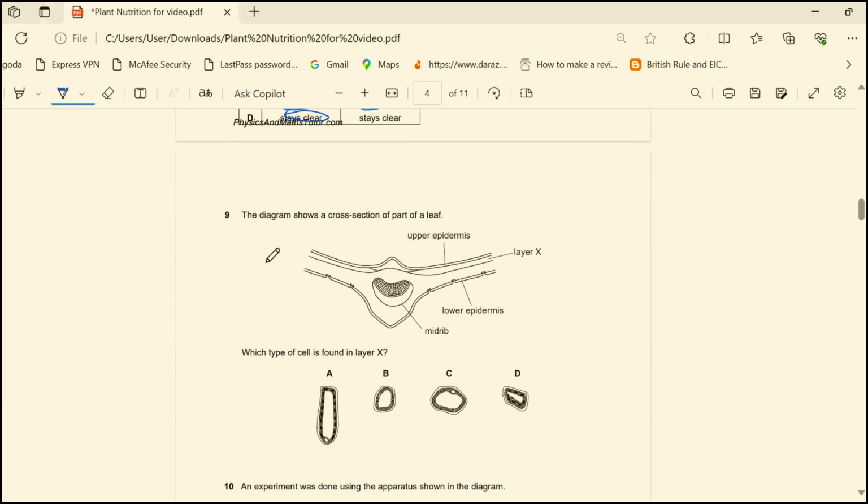Now question number 9. The diagram shows a cross section of part of a leaf. What type of cell is found in layer X? So in this, where's the layer X? Okay, it's under the upper epidermis, right? So under the upper epidermis, which cells are found? They are known as palisade mesophyll, and their structure is like this.